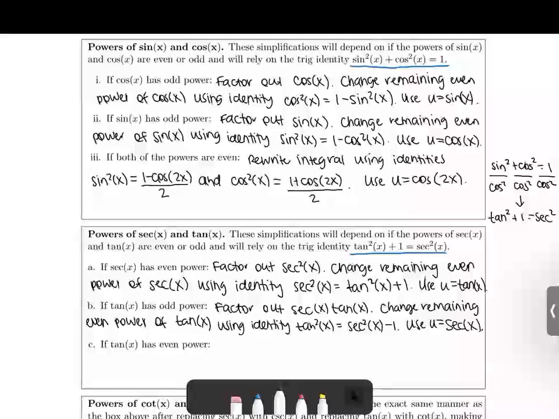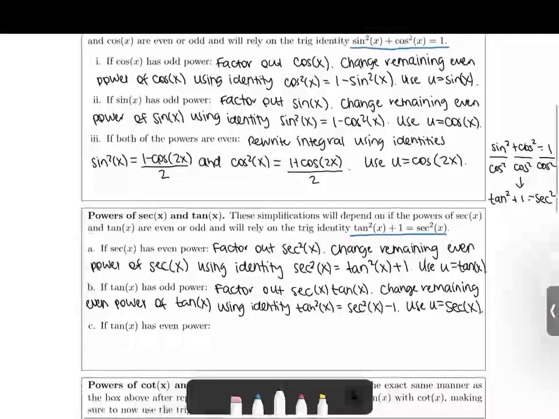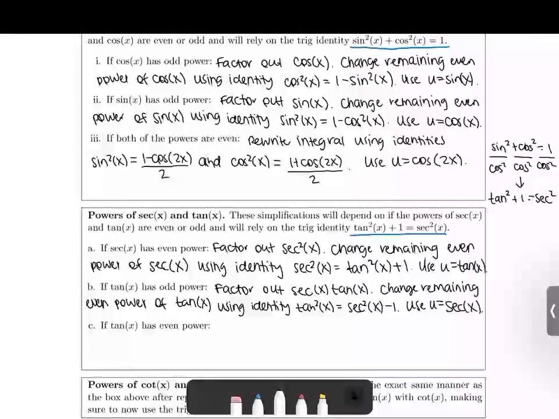And finally, if tangent has an even power, this one is different than the first two. So we're not going to factor anything out. We're actually just going to straight away use an identity, just like our third case for sine and cosine. So if tangent has an even power, we are going to immediately use the identity tangent squared equals secant squared minus 1.